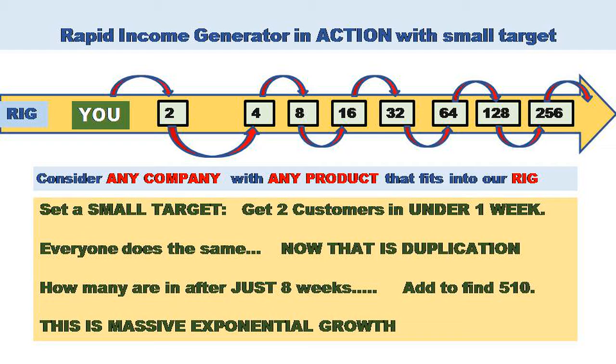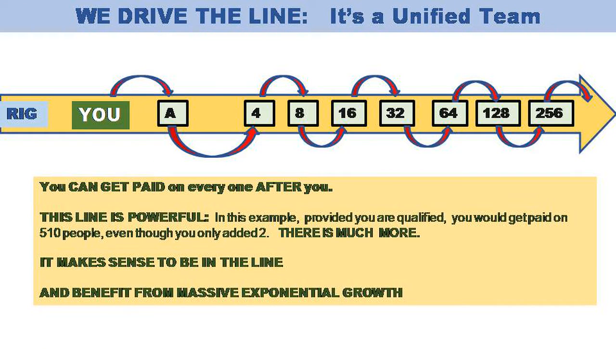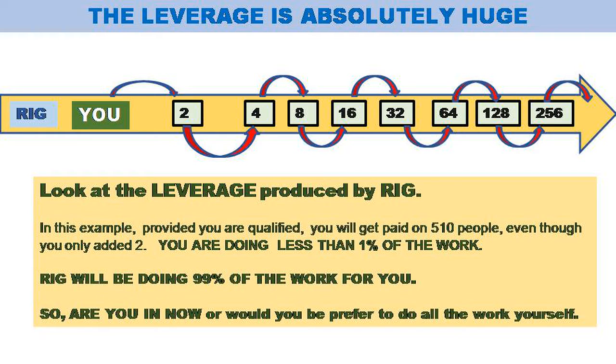Let me ask you a question. How would you like to be paid every time 510 people spent something with the company? Yes. Every time they spend, you'll get paid. Providing you're qualified, you're going to get paid on 510 people. But there's much more. Now, doesn't that make sense to be in the line? If you're in the line, then you're going to benefit from massive exponential growth. Being in the line, the leverage is absolutely huge.